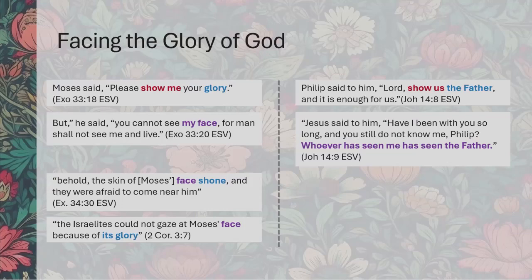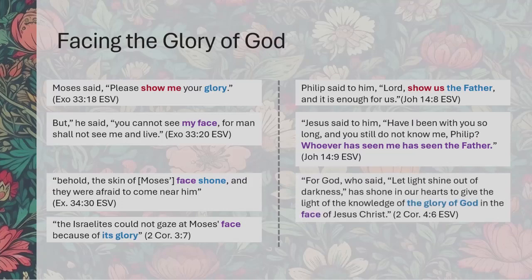Jesus shows humankind all of these attributes of God, but in the person. So instead of telling them what God's like, Jesus shows his disciples what God is like. And I thought this from Paul was really interesting in 2 Corinthians. For God, who said, let light shine out of the darkness, has shone in our hearts to give the light of the knowledge of the glory of God in the face of Jesus Christ.